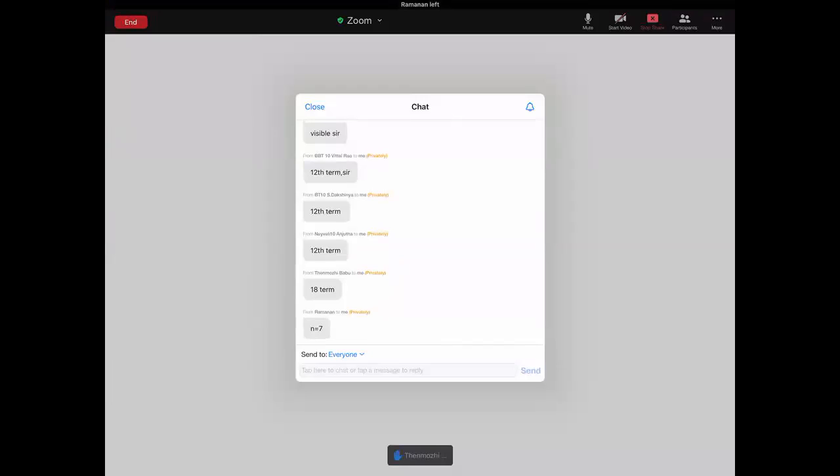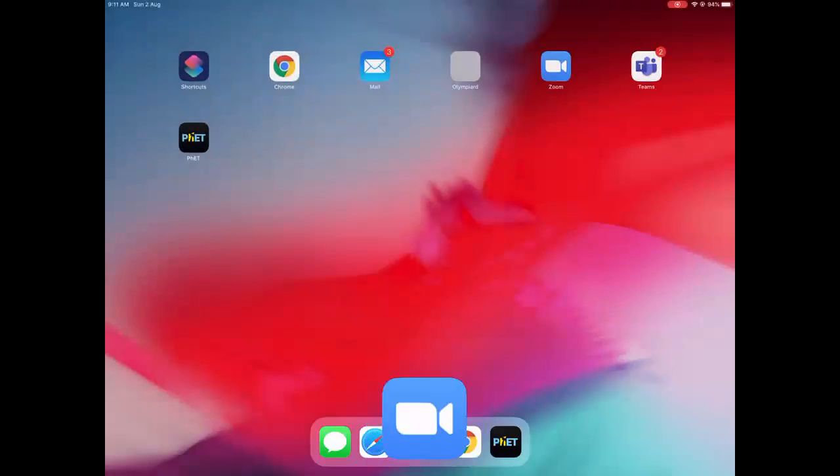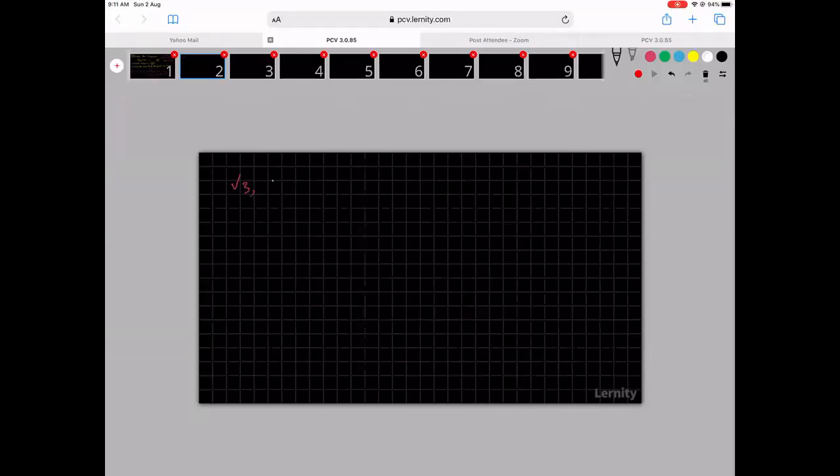Am I making some mistake? Look at your answers. I feel I am making a mistake. So my first term is root 3. Second term is 3, next term is 3 root 3. So T1 is equal to root 3, r is also equal to root 3. So root 3 into root 3 power n minus 1 is equal to 729.